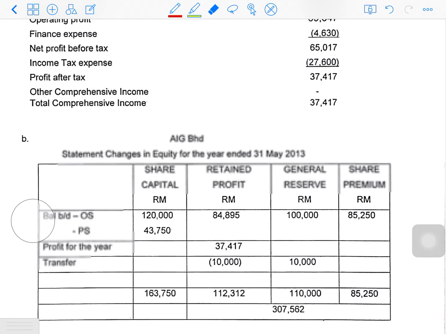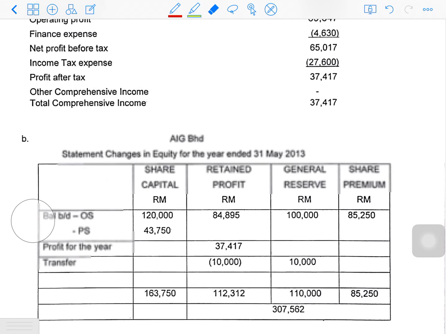For the statement of changes in equity, you do the same thing. Prepare the skeleton of it. Put in all the shares and the reserves that you have here. Depending on your trial balance, you have to look back at it to see what items you have to include in your skeleton.